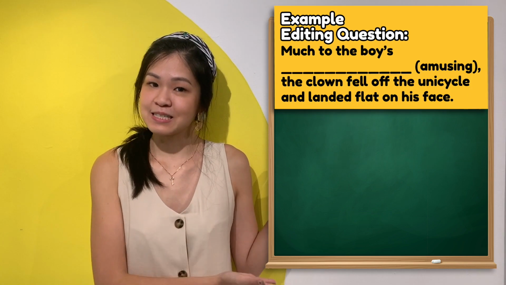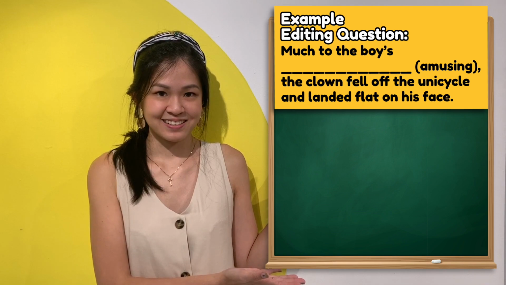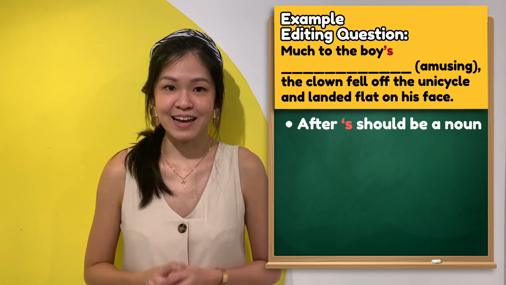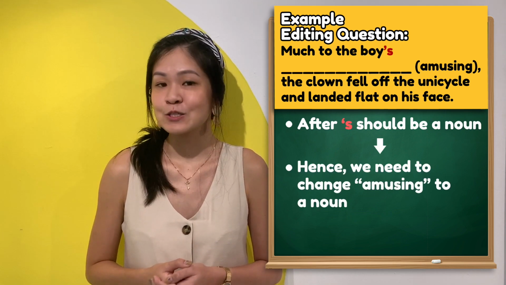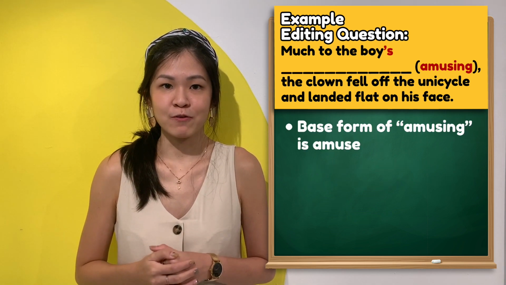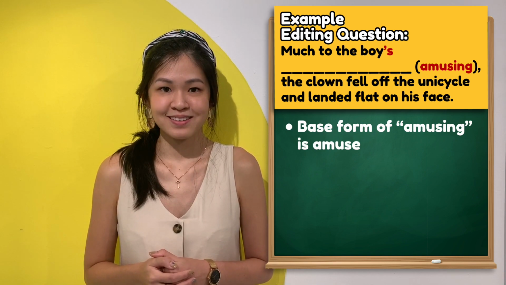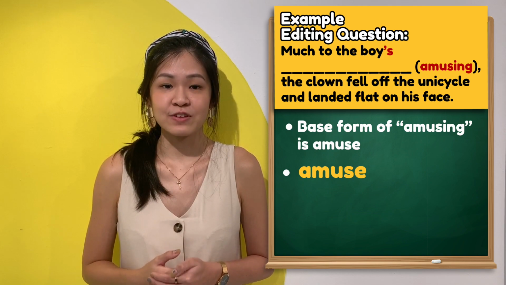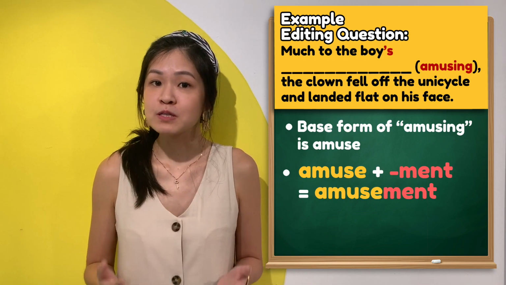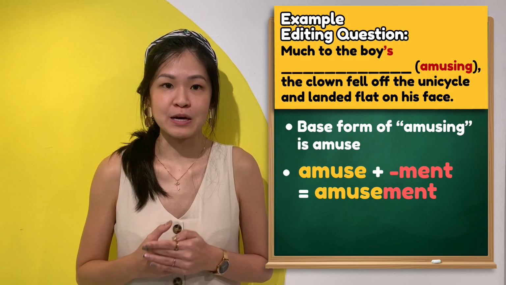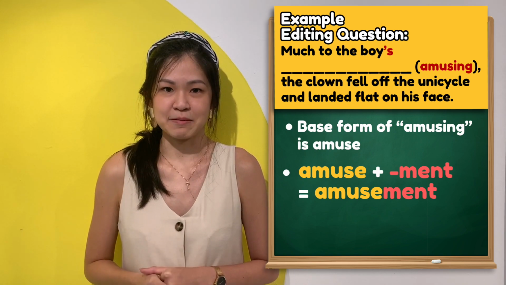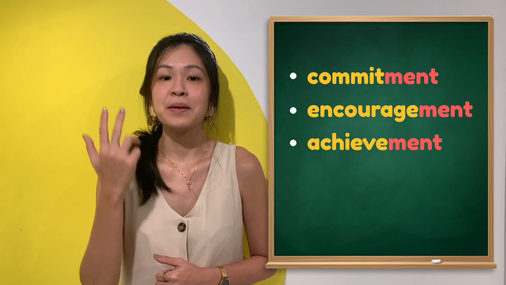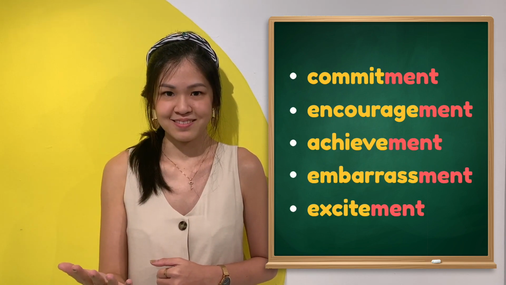Let's take a look at this particular example in editing. Since we know that after apostrophe s is a noun, we need to change amusing to a noun. The base form of the word amusing is amuse. To change the verb amuse to a noun, we add in the suffix ment to form the word amusement, which means the state of being amused. Other examples are commitment, encouragement, achievement, embarrassment, and excitement.